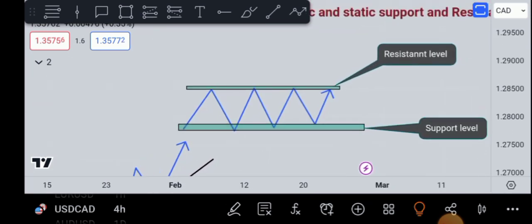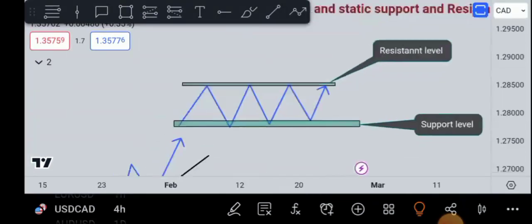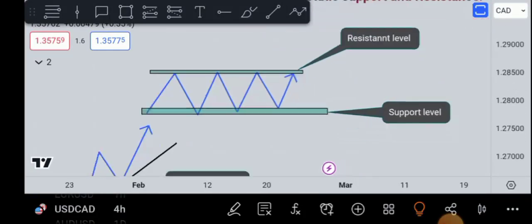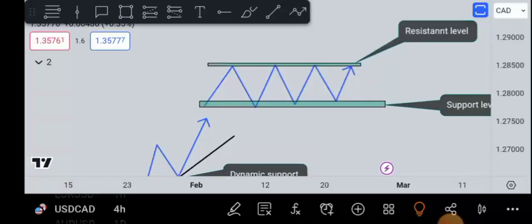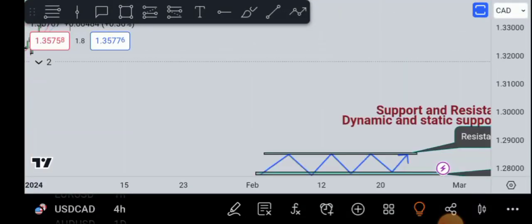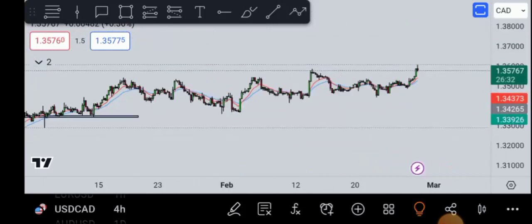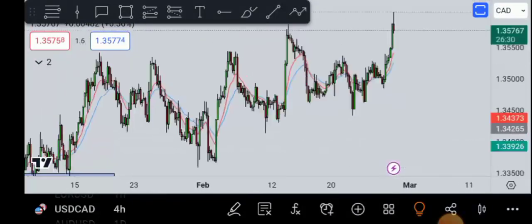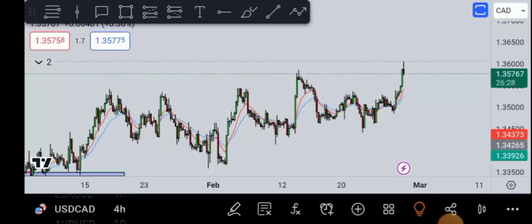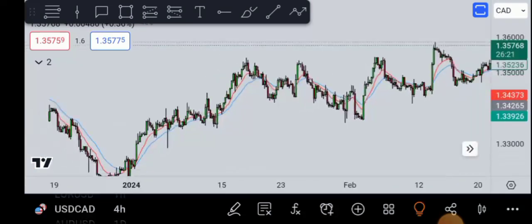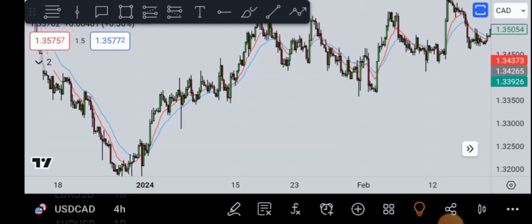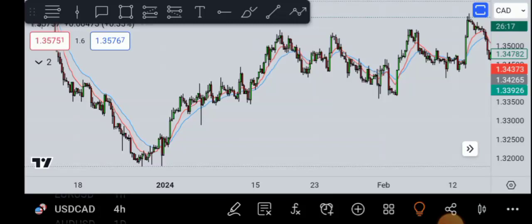So this is actually more like a theory part. So let's go to the chart itself and let me show you how this thing works. Right here we have our chart. Now, when you look well, you discover that price keeps moving. Let's take it from here.